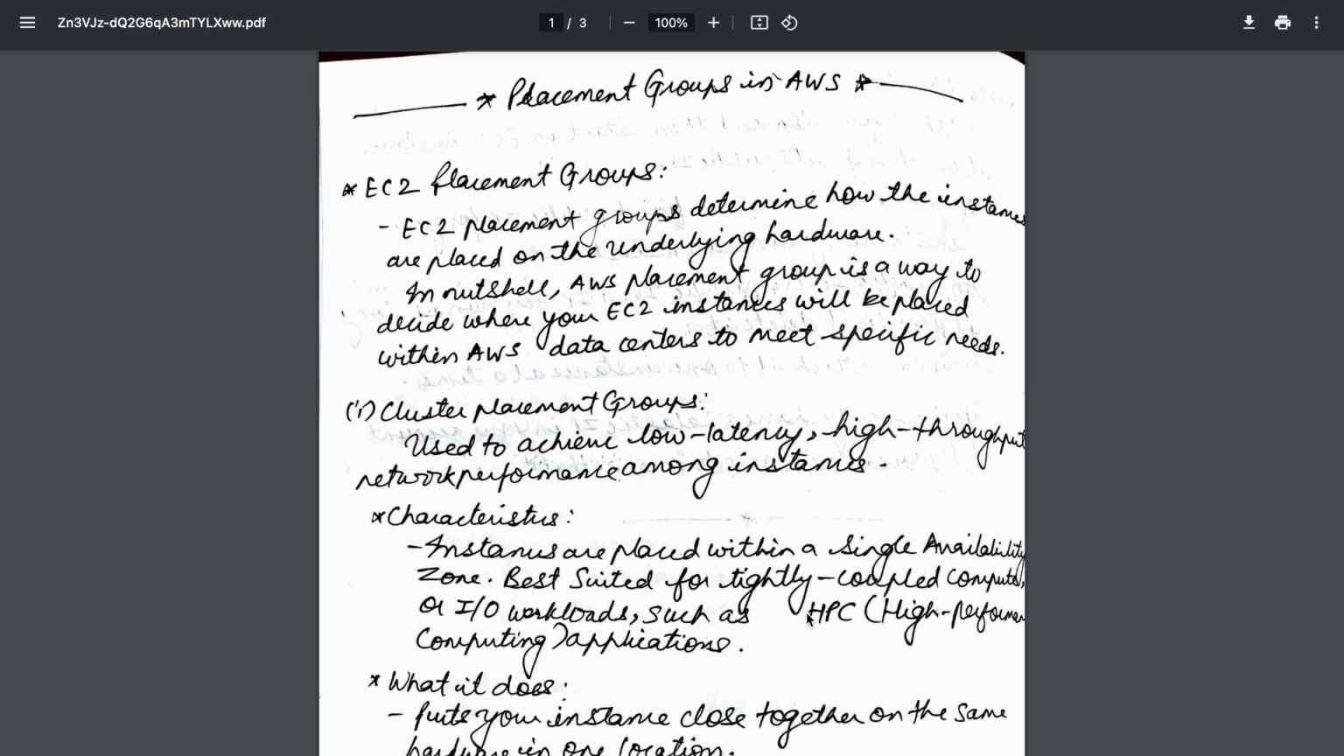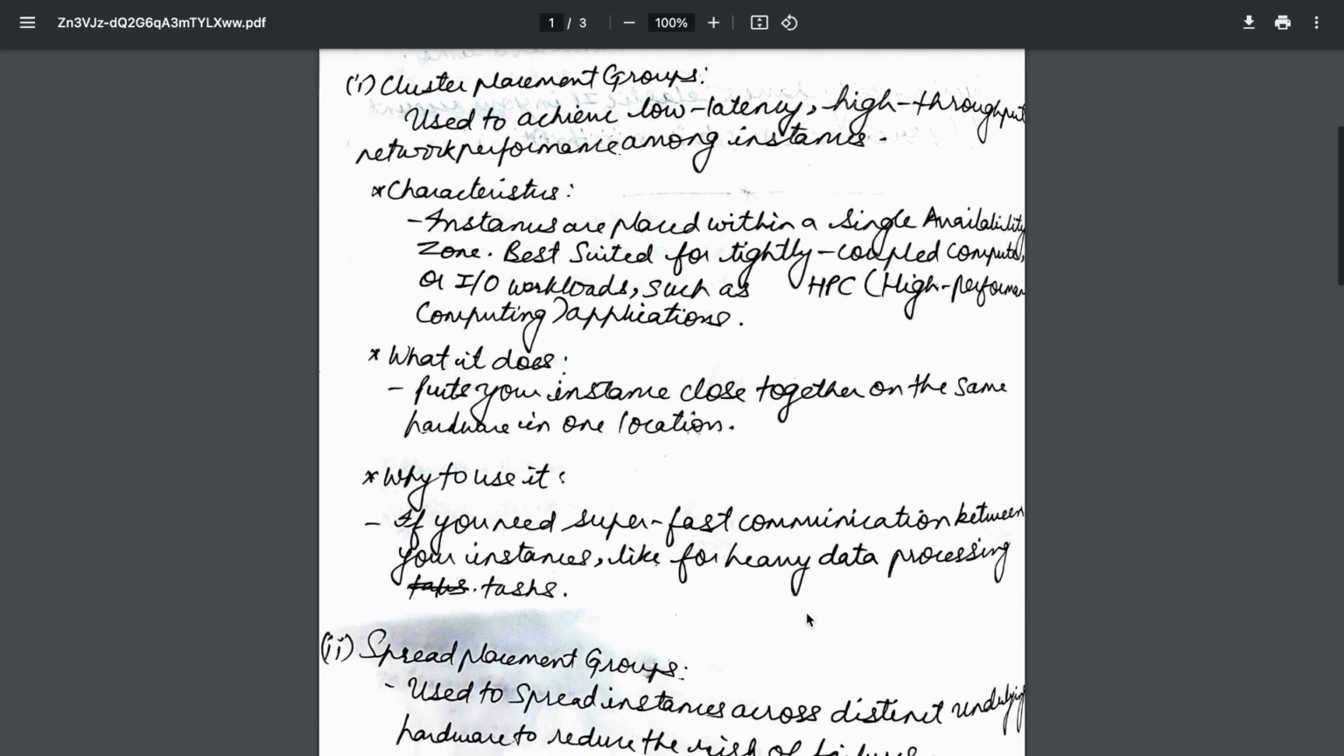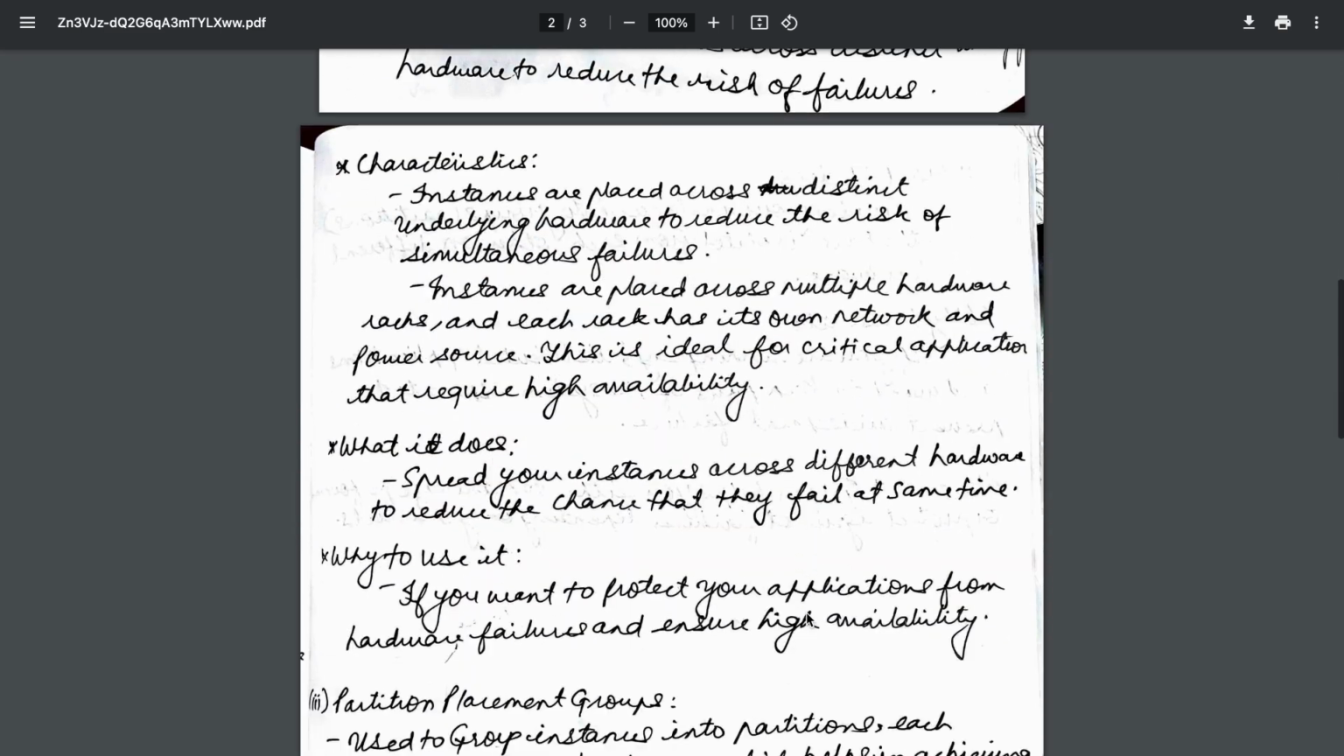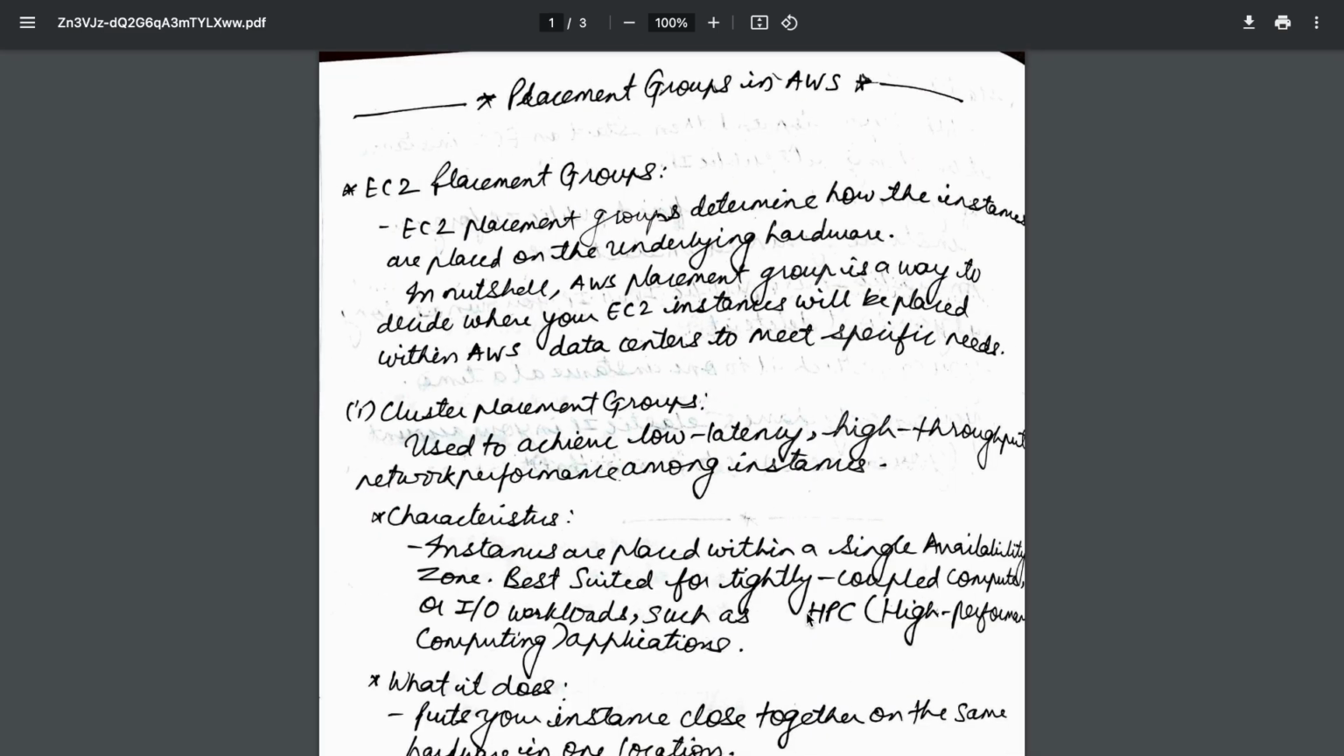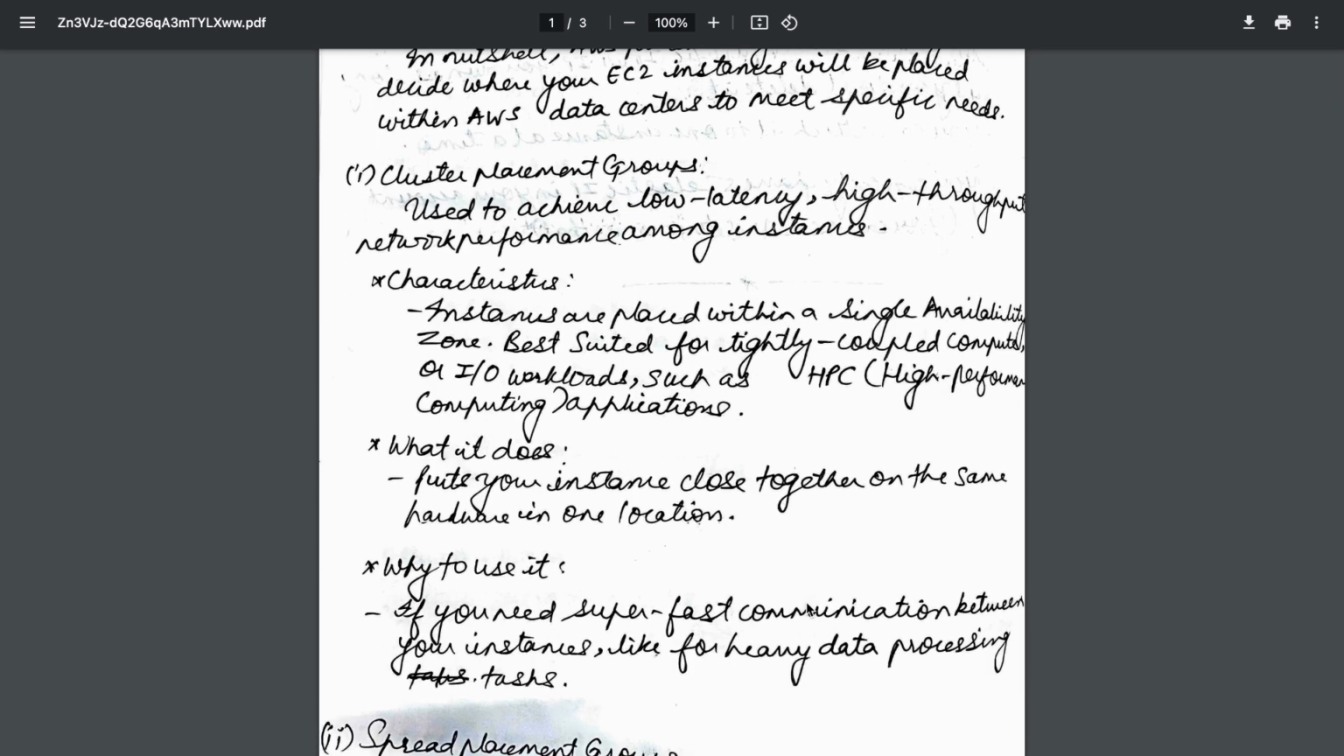Now there are three categorizations which can be done in placement groups. First is cluster placement group, second is spread placement group, and third is partition placement group. All right, let us first start with cluster placement groups. What a cluster placement group does is basically achieve low latency. It provides high throughput network performance amongst the instances.